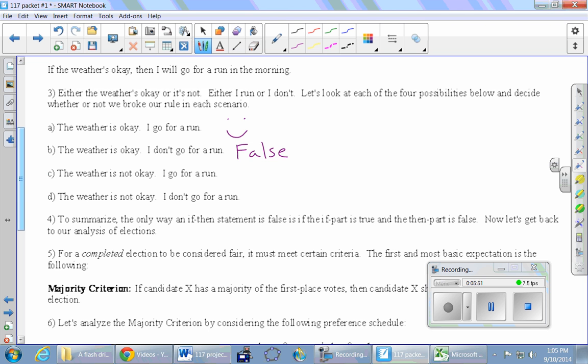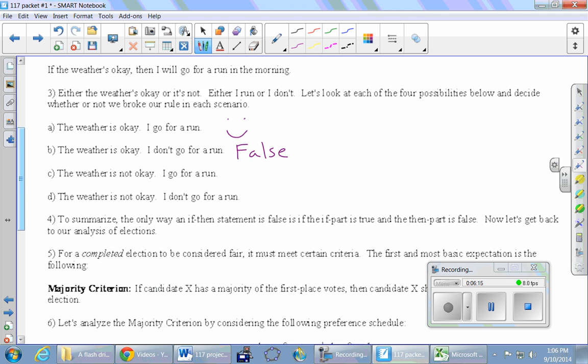Part C. C and D are the tricky ones. I think on A and B, people are pretty good. A, you did what you said you were going to do, and B, you didn't do what you said you were going to do. But C and D are kind of tricky. The weather is not okay. You know what? I'm going to go for a run anyway. I don't mind running in the rain. Did I lie to myself? See, we've got some yeses and we've got some nos. A few more nos than yeses.